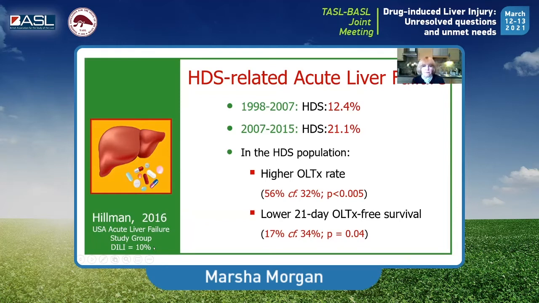In the first half of the study period, HDS made up 12.4% of those DILIs, whereas in the second half, they accounted for 21%. And as we saw from the registries, in the HDS population, there were significantly higher transplantation rates and significantly lower 21-day transplant-free survivals. So again, we're having evidence that the proportion of cases coming forward ascribed to HDS is increasing and that their outcomes are significantly worse.